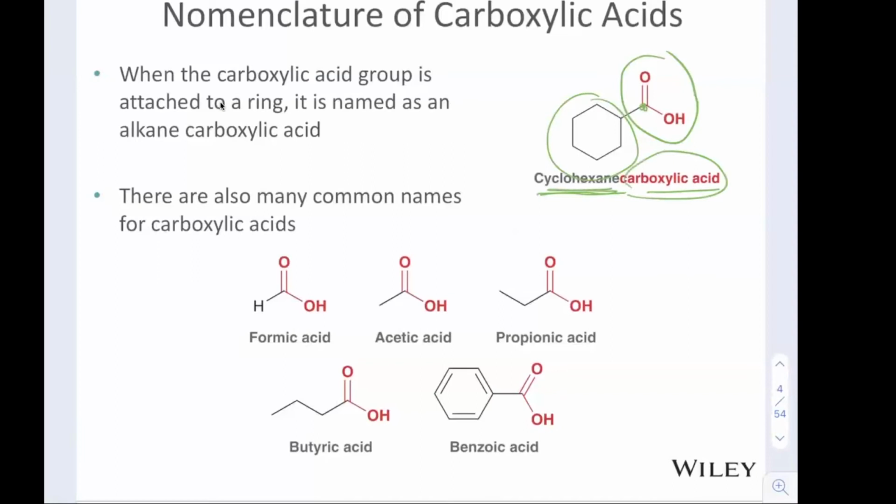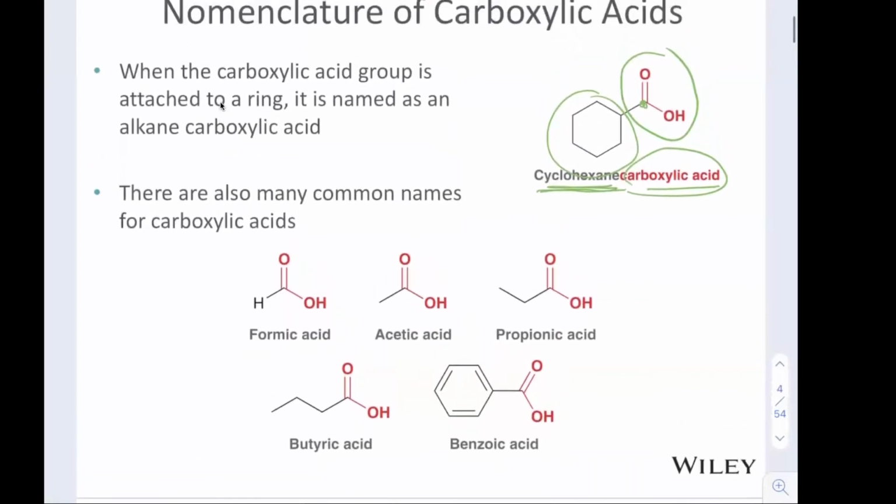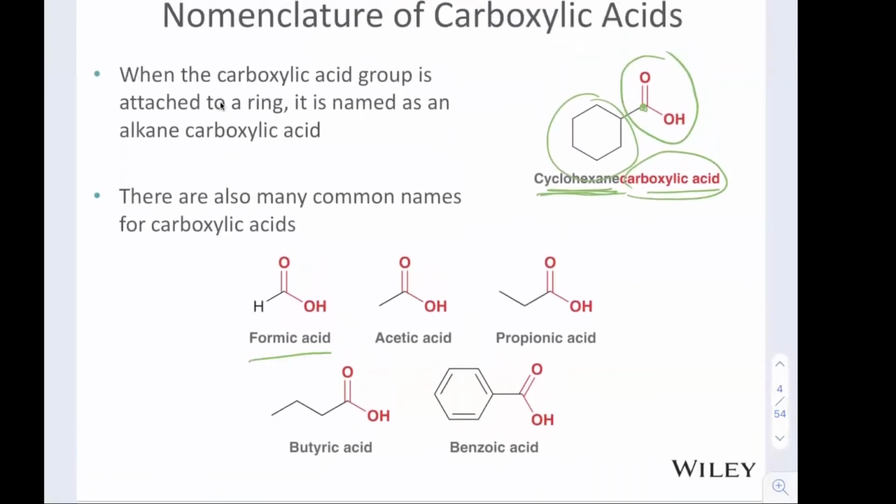Here's a few common names of carboxylic acids. We have formic acid, which is the simplest carboxylic acid with only 1 carbon. Acetic acid, again, vinegar. Propanoic acid, butyric acid, and benzoic acid. Benzoic acid is benzene with a carboxylic acid substituent.